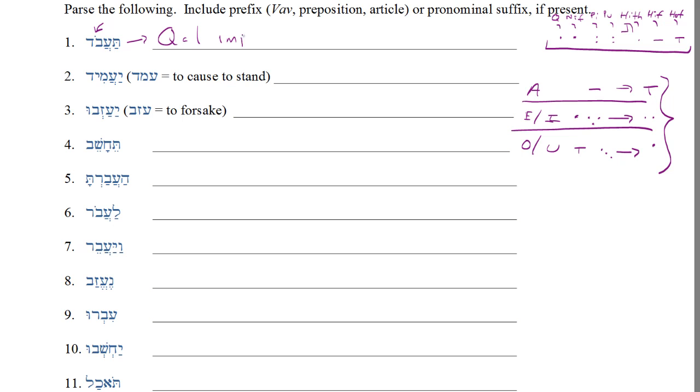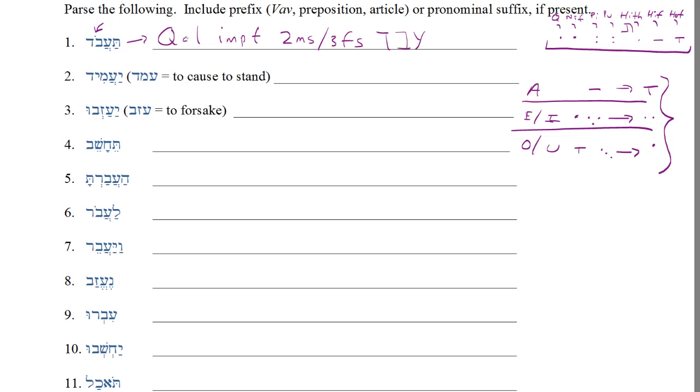imperfect, 2 ms or 3 fs. The tav tells us, with no ending, the tav tells us that it's a 2 ms or a 3 fs. This is for avad, our root, and it means you or she will serve.